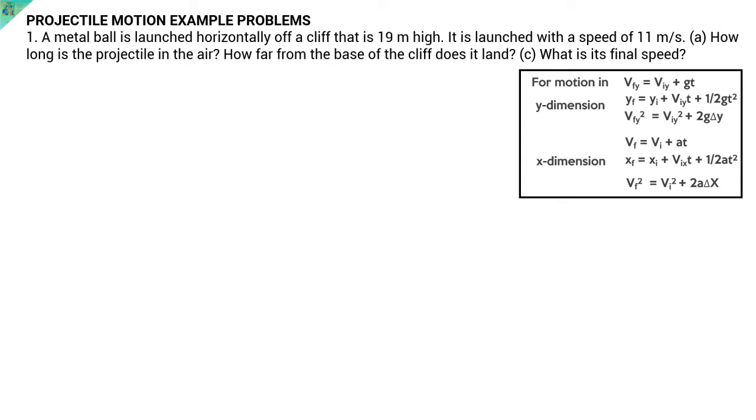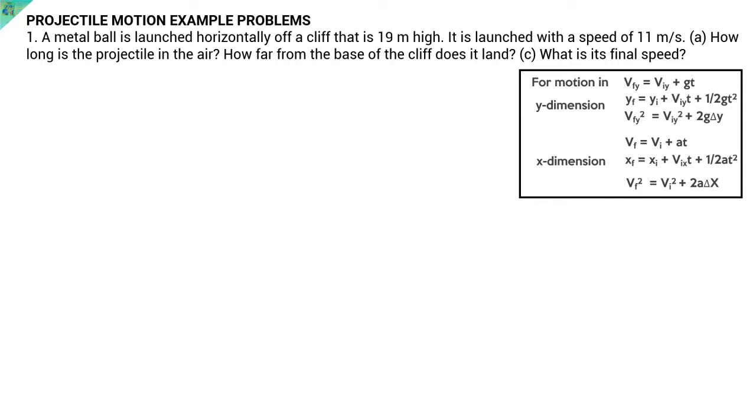So for our first problem set, we have here a metal ball. Let's read that one. A metal ball is launched horizontally off a cliff that is 19 meters high. It is launched with a speed of 11 meters per second. First question is how long is the projectile in the air, and how far from the base of the cliff does it land, and what is its final speed?